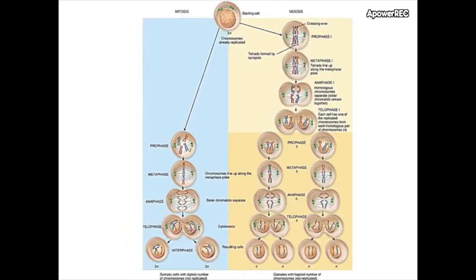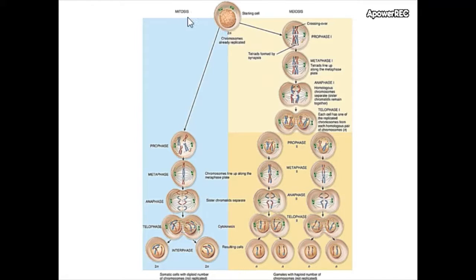In this slide, we start from the same cell. We have a 2N cell that already has its chromosomes replicated, so it's already formed its sister chromatids. On one side of the slide, we have mitosis, which only goes through one set of DNA replication and cytokinesis. On the other side, in meiosis, we go through meiosis 1, and then we go through meiosis 2. So you can see it has prophase, metaphase, anaphase, telophase, and then another prophase, metaphase, anaphase, telophase.